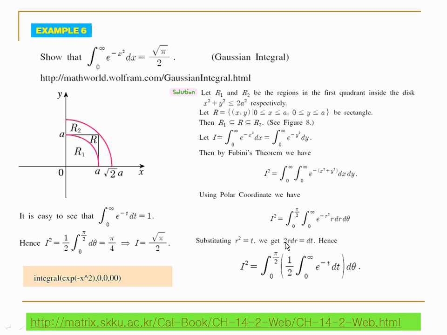We substitute t equals r squared, then 2r dr can be written as dt. So eventually this integral, which can be easily obtained, and then this double integral can be written as 1/2 times the integral from 0 to 2 pi d theta, which is pi over 4. That gives us this integral I as the square root of pi over 2. And we can get it by integrating e to the minus x squared with respect to x from 0 to infinity, and have the same answer.